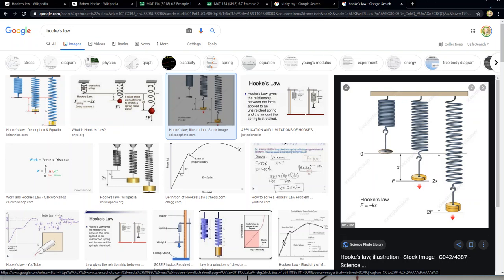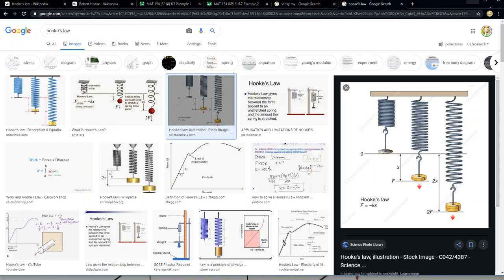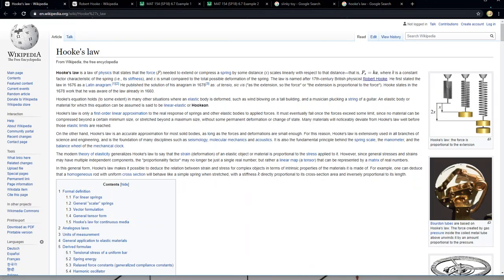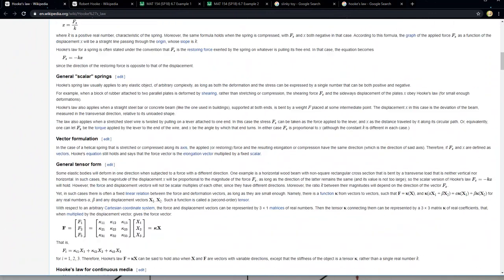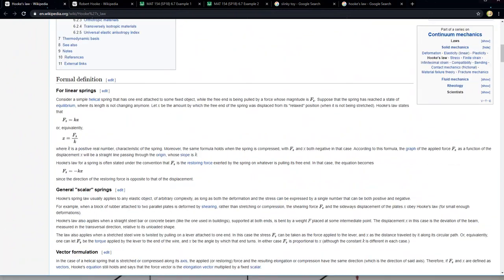Now, Hooke's law basically says, if you want to stretch it out, it's going to take a certain force, and that force is directly proportional to how far you're trying to stretch it. And so F of x is equal to kx. And in case you're interested, Hooke's law has a whole Wikipedia page, so that must mean that it's important, right?